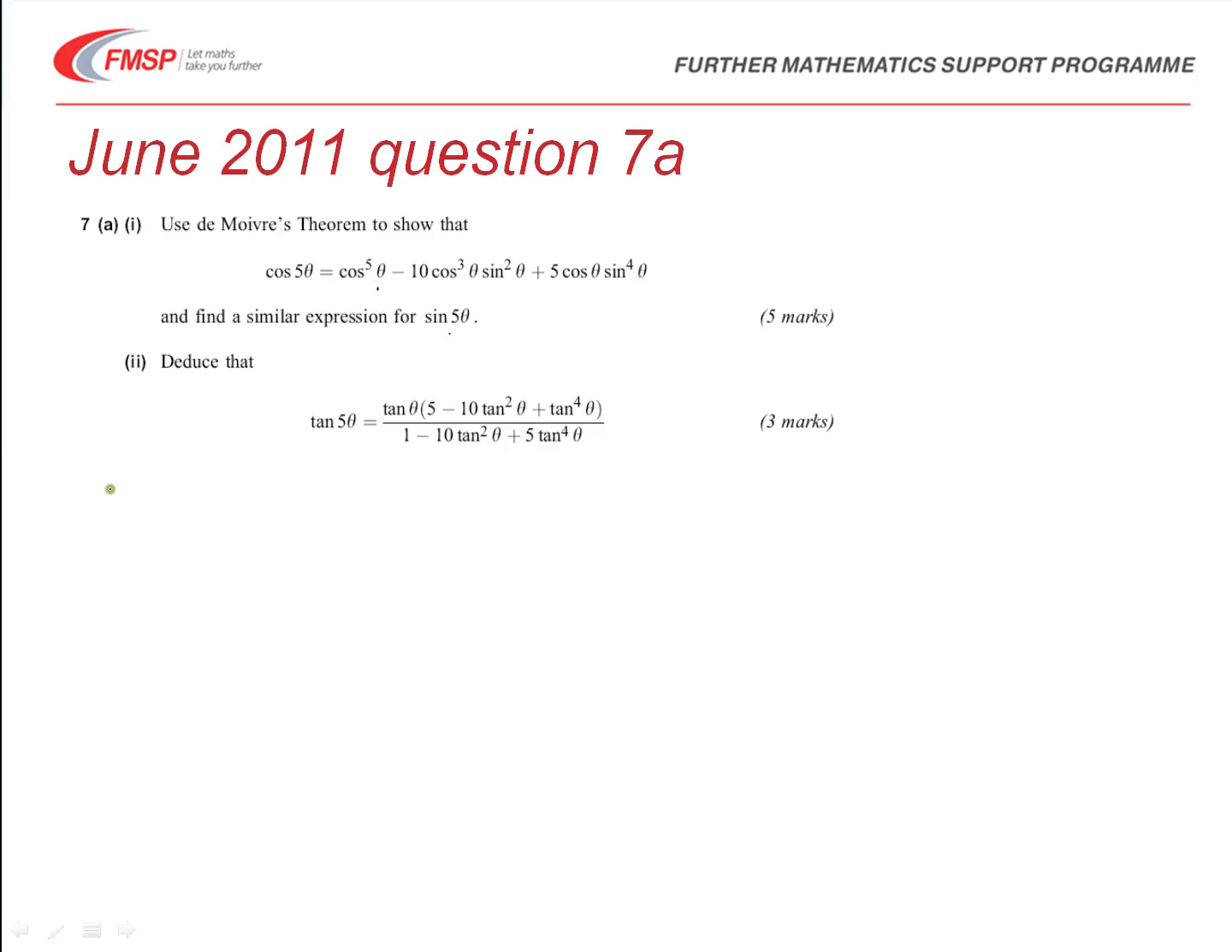Well, what do we know? De Moivre's theorem said something like this, didn't it? That if you take cos theta plus i sine theta, take it to the power of 5, it will be equal to cos 5 theta plus i sine 5 theta.